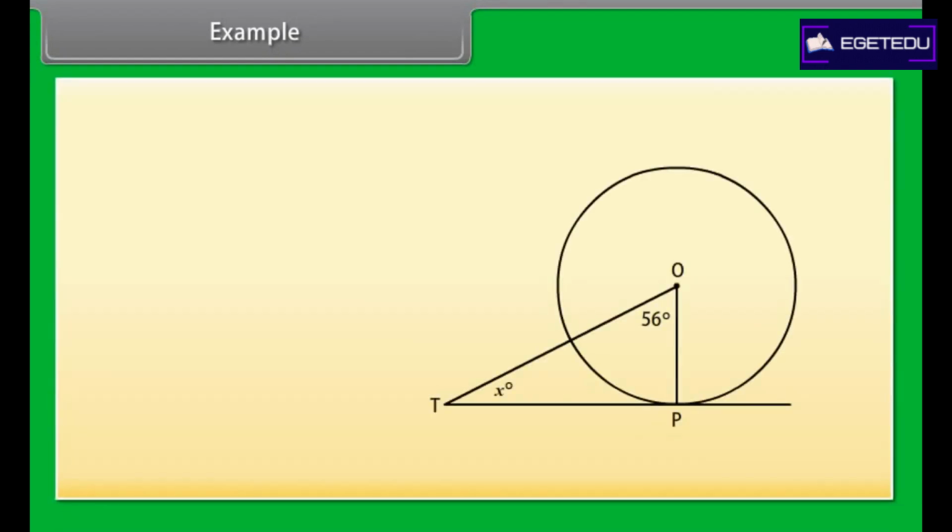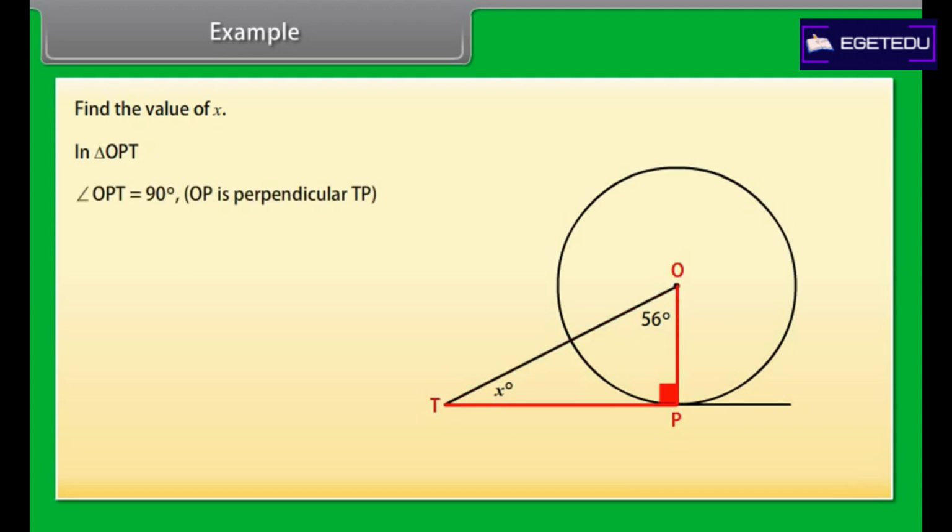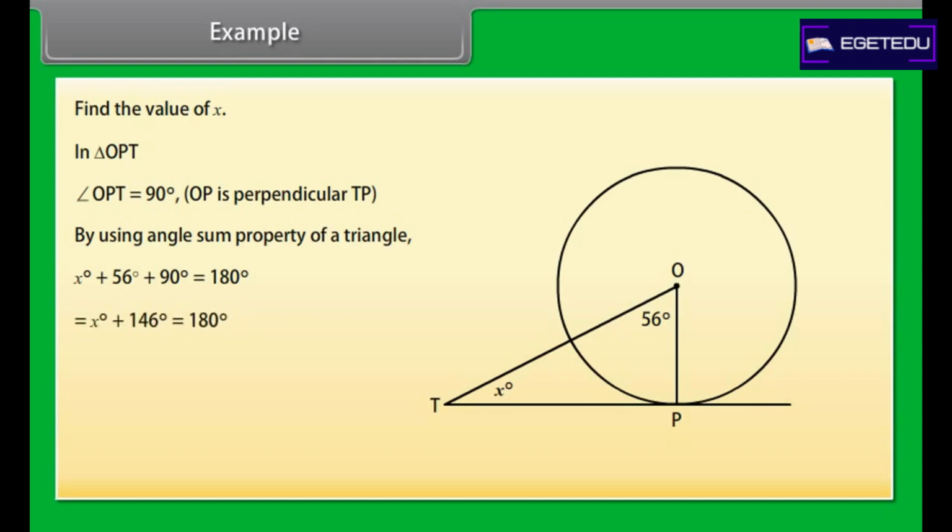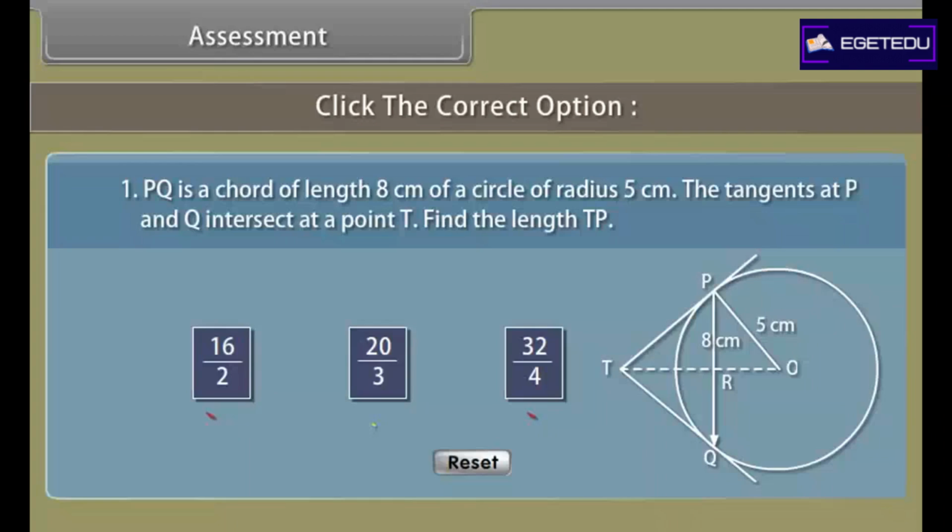Example. Look at the figure given. Find the value of X. In triangle OPT, angle OPT is 90 degrees because OP is perpendicular to TP. Also, by using the angle sum property of a triangle, we can say that X degrees plus 56 degrees plus 90 degrees is equal to 180 degrees, which is X degrees plus 146 degrees equals 180 degrees. Solving this, we get X as 34 degrees. Hence, the value of X is 34 degrees.